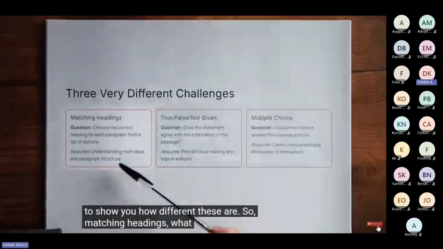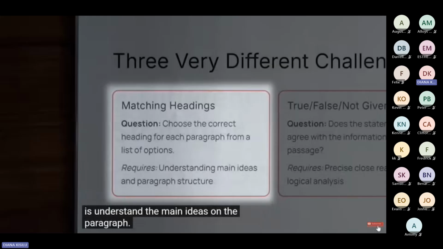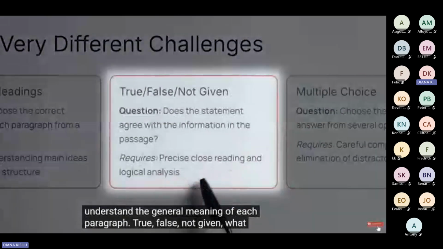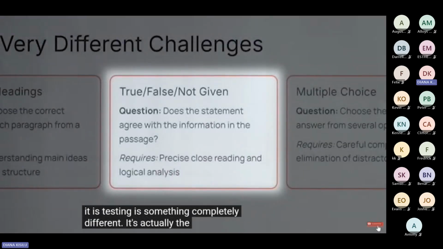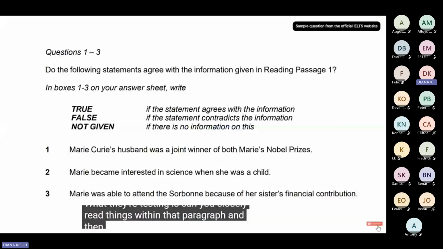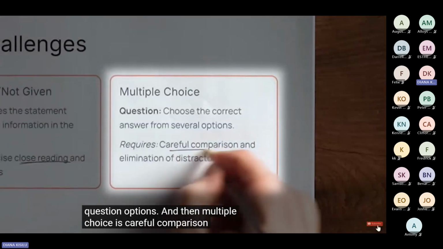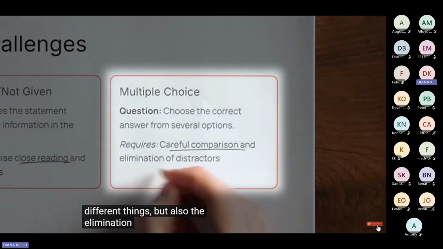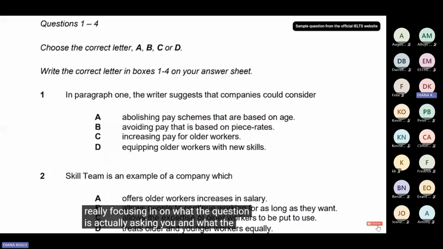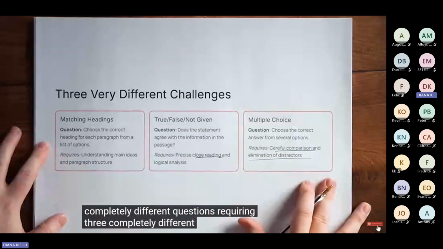So matching headings, what it is asking you to do with the matching headings question is understand the main ideas on the paragraph. So to look at paragraphs and understand the general meaning of each paragraph. True, false, not given, what it is testing is something completely different. It's actually the opposite. What they're testing is, can you closely read things within that paragraph and then logically analyze the different question options? And then multiple choice is careful comparison between different options, also the elimination of different distractors, really focusing in on what the question is actually asking you and what the correct answer might be. 3 completely different questions requiring 3 completely different strategies.